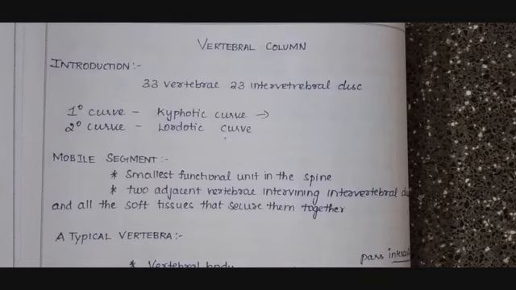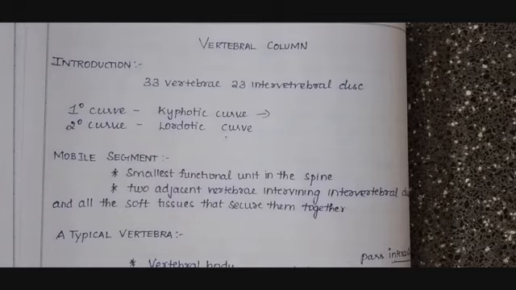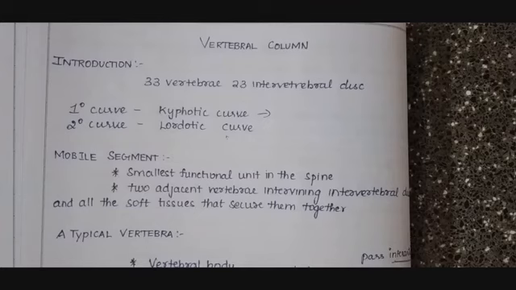We have two types of curve, which are nothing but the kyphotic curve and the lordotic curve. Kyphotic curves are curves with posterior convexity, whereas lordotic curves are curves with anterior convexity. The kyphotic curve is referred to as the primary curve, whereas the lordotic curve is referred to as the secondary curve.